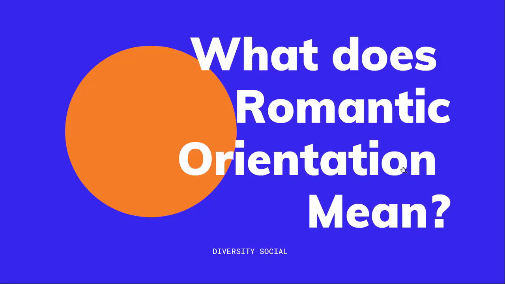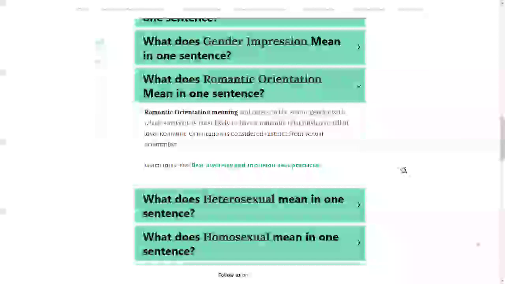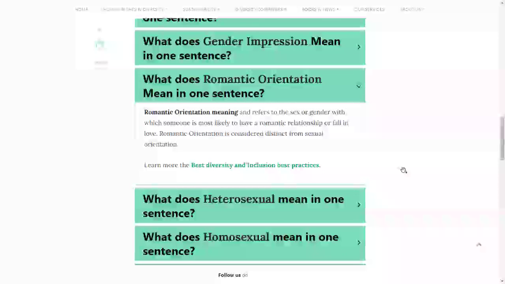What does romantic orientation mean? Romantic orientation refers to the sex or gender with which someone is most likely to have a romantic relationship or fall in love with. Romantic orientation is considered distinct from sexual orientation.